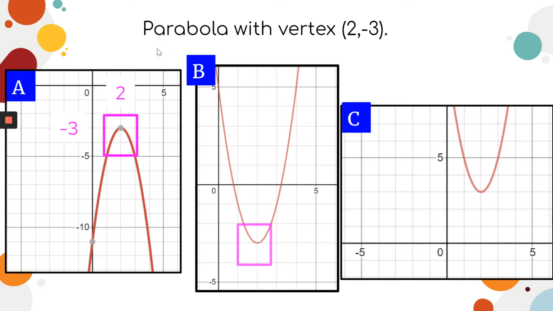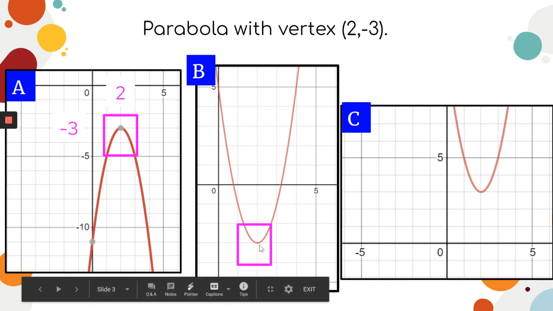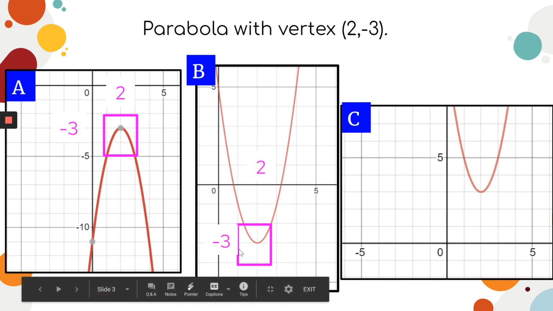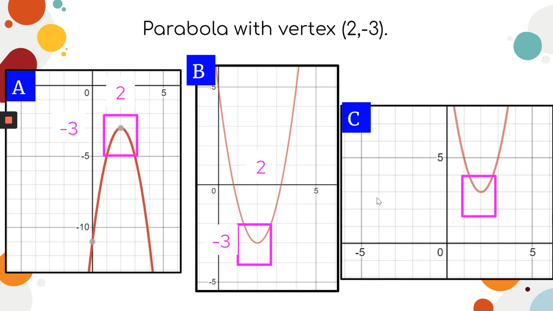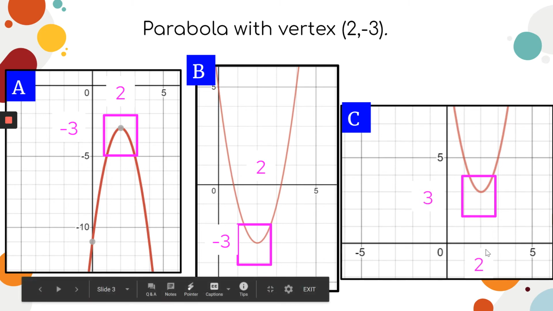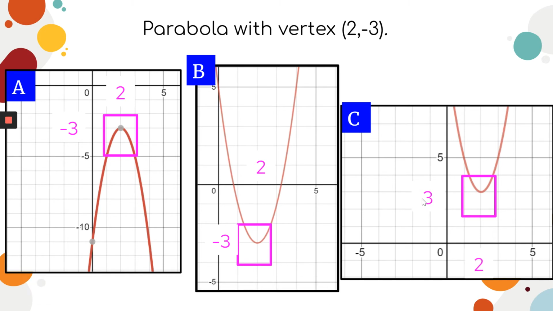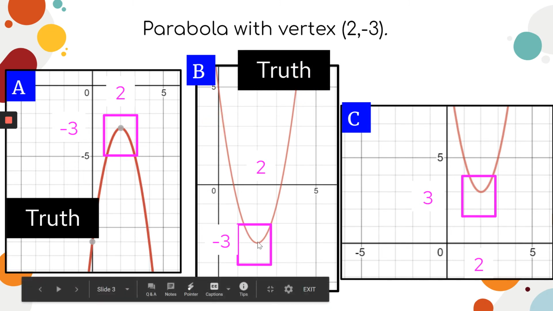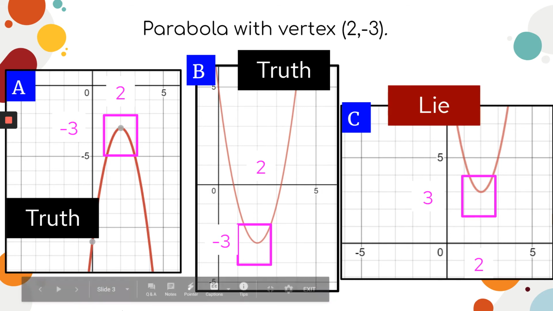All right, B. Where is this vertex on the coordinate grid? Over 2, down -3. Let's take a look at C. Where is this vertex? Over 2 on the x-axis and up +3. So we have truth, vertex at 2, -3, truth, vertex at 2, -3, and a lie. All right, let's try another one.